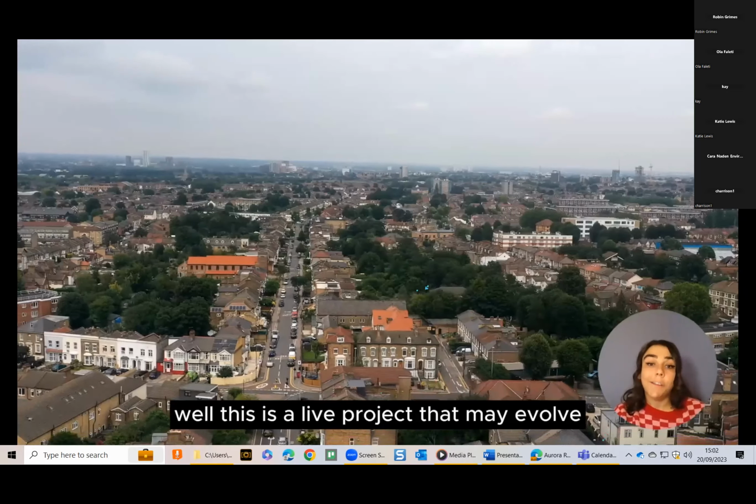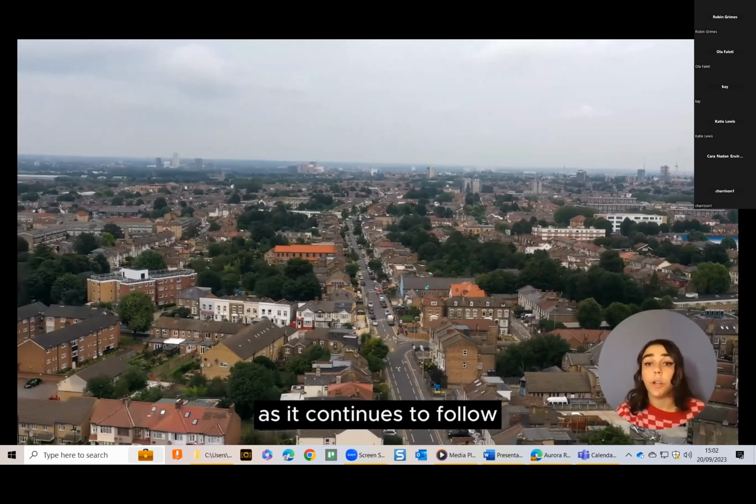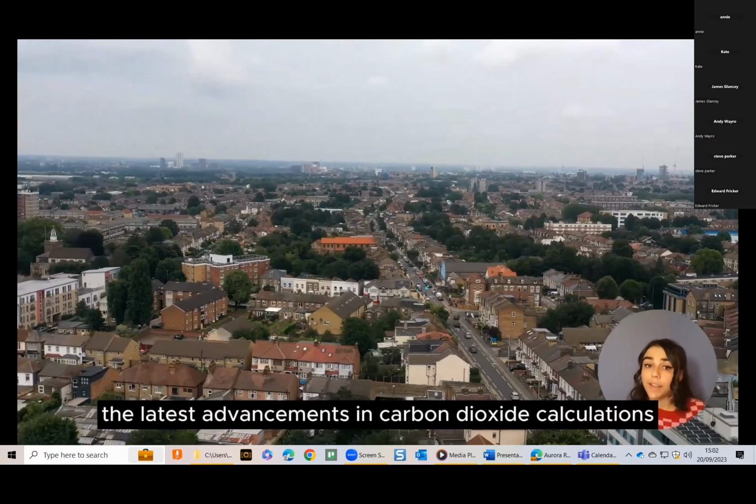Well, this is a live project that may evolve as it continues to follow the latest advancements in carbon dioxide.